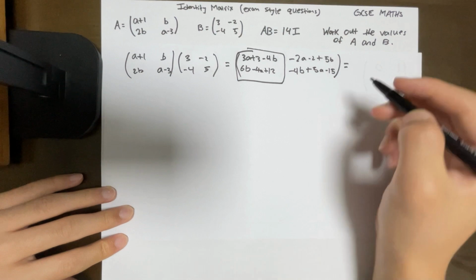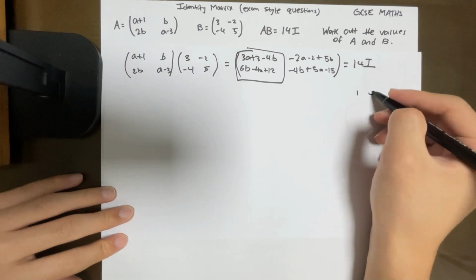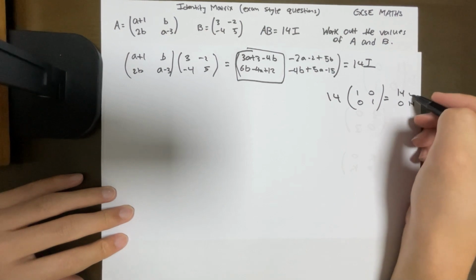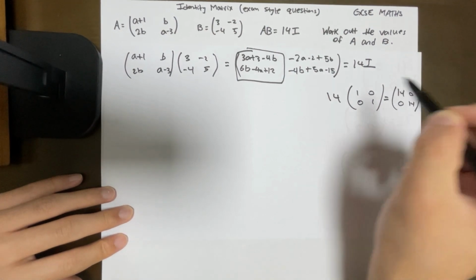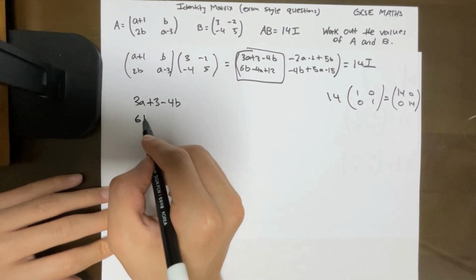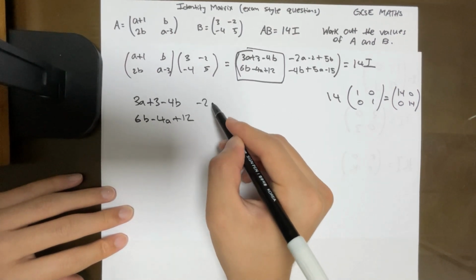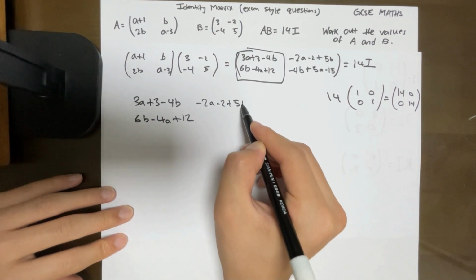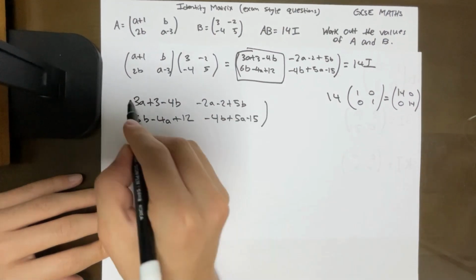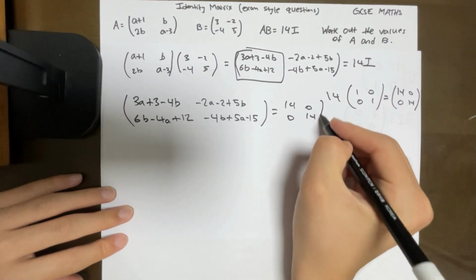This is supposed to equal 14I, right? And remember, the identity matrix is 1, 0, 0, 1. So if you multiply that by 14, it should give us 14 and 14 on the diagonals, and 0, 0, like so. So that means that 3a+3-4b, 6b-4a+12, -2a-2+5b, -4b+5a-15. Now the matrix, I know it's quite chunky and big, is going to equal 14, 0, 0, 14. Then we can just compare.